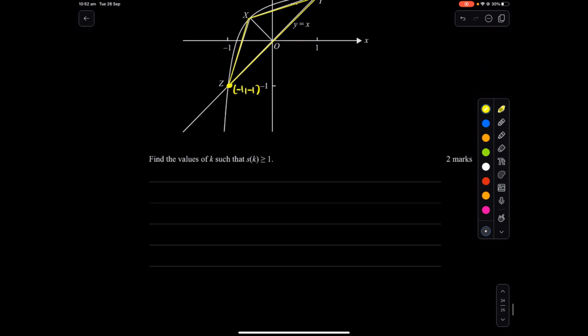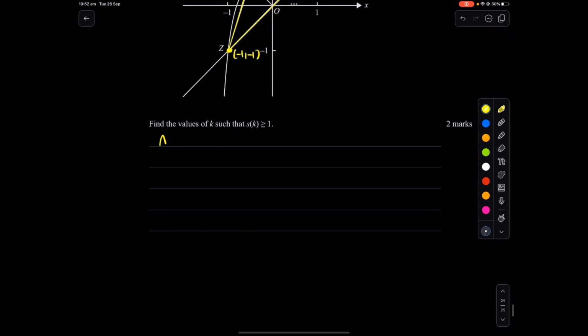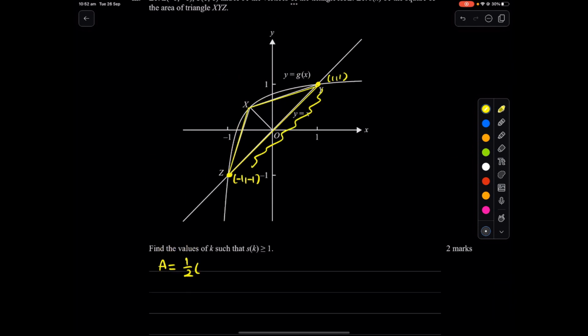Now we're going to use the formula for the area of a triangle. So we know that the area of a triangle is half base times height. Your base is, for this one, just this base over here. We know that this is 0, 0. By just using the distance formula, we can calculate the distance of this. 1 squared plus 1 squared is root 2. If this is root 2, this is also root 2, because it's negative 1. So the overall length is just 2 root 2.